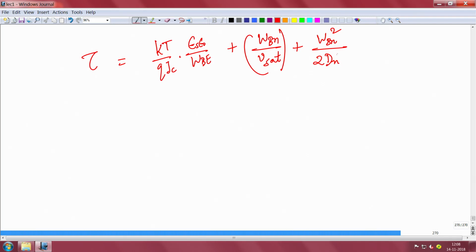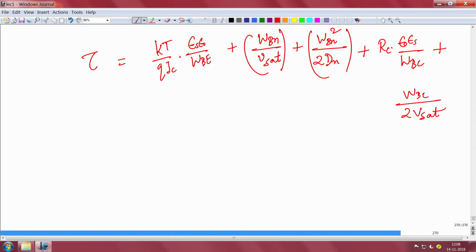Here Dn is the diffusion coefficient and WBN is the neutral base width. So this gives you the time required to clear up the charge in the base. Then there is a base collector capacitance delay, epsilon naught epsilon s by WBC. This is the base collector capacitance delay. Finally, there is a transit delay across the base collector depletion region, that is given by WBC by 2V set.